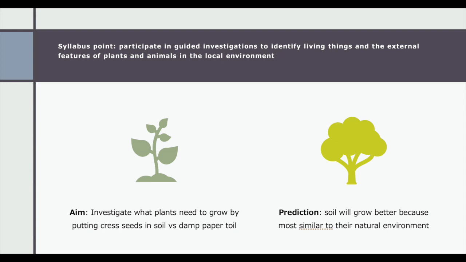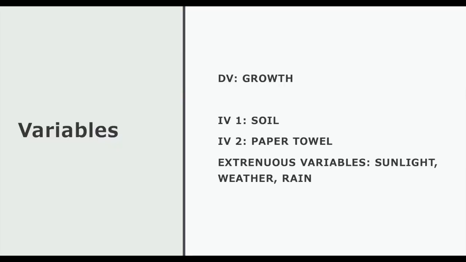Here, we review the syllabus point of participating in a guided investigation to identify living things and the external features of plants and animals in our local environment. Our variables in this experiment include the dependent variable as the growth. Our independent variables are soil, and our second one is paper towel, and we have extraneous variables to consider like the degree of sunlight, the weather, the rain.